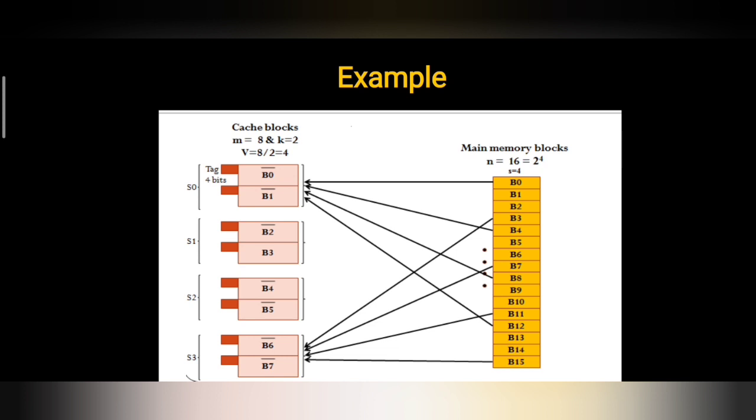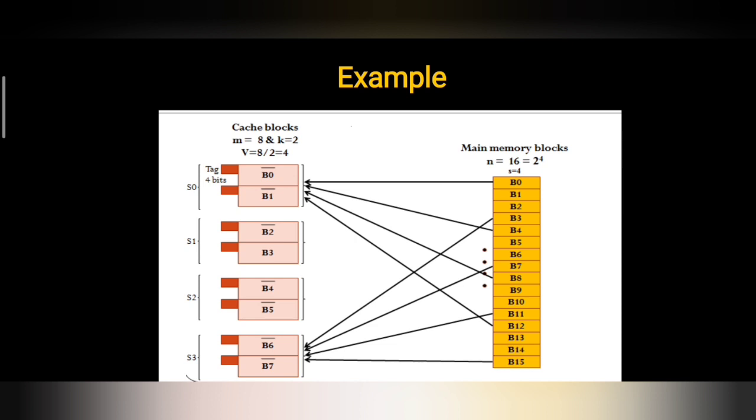Now on my left hand side, I have a cache memory. My cache memory has total 8 blocks, which is denoted by M. So M is equal to 8. Also K is equal to 2, which means that I'm grouping 2 blocks. So how many sets can I make? The number of sets V is 8 divided by 2, which is equal to 4. So basically my cache memory has total 4 sets denoted by S0, S1, S2, S3. Each set will have 2 blocks.